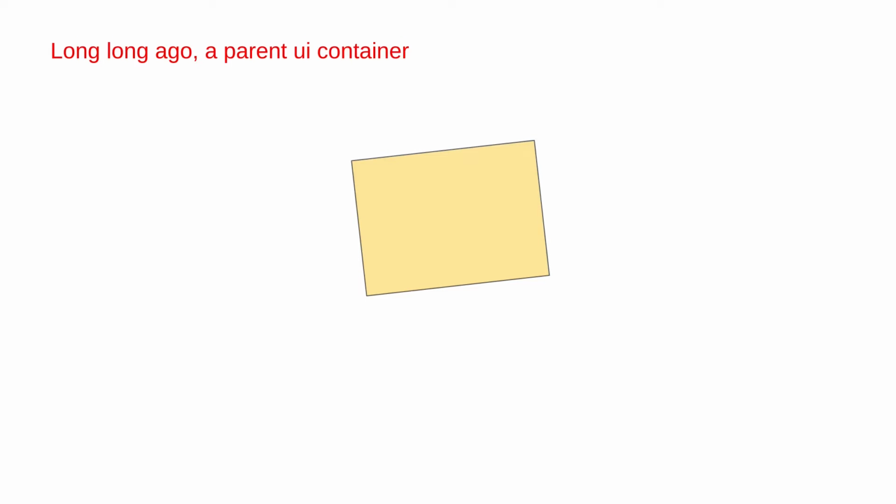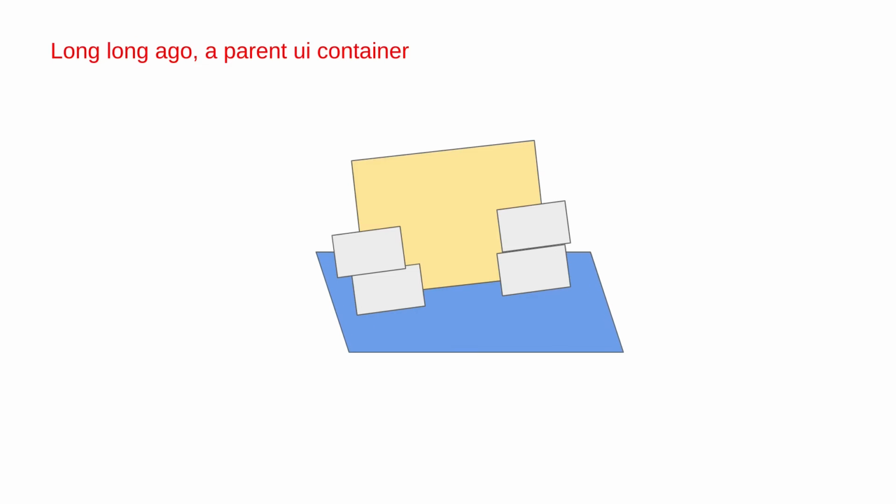Long ago, a parent container UI with its children UI containers were sitting on a mat watching a basketball match. The match ends with victory, but the parent UI is sad because his legs are now hurting. Let's move on to another topic.